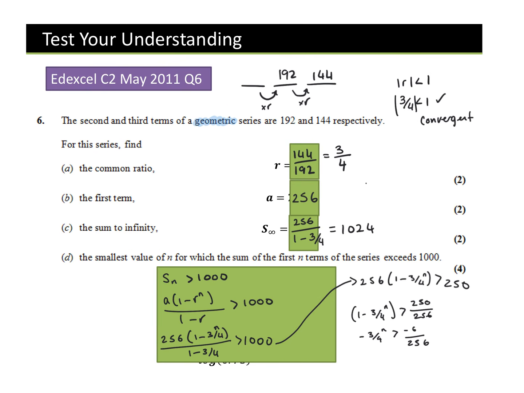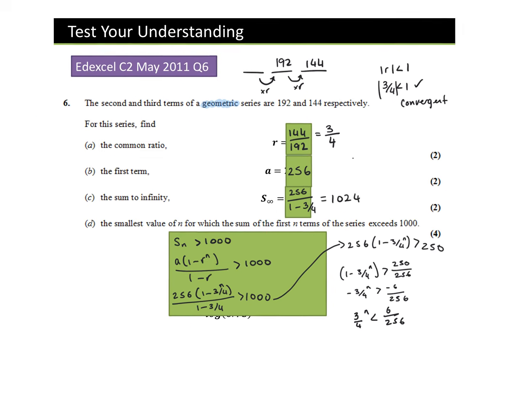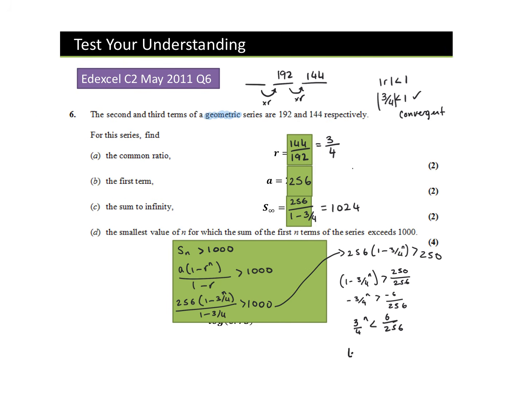Okay. Now I'm going to log. Now, we don't really like logging negative, so I'm going to multiply everything through. So I'm going to get 3 over 4 to the power of n is less than 6 over 256. Now I'm going to have log base 3 over 4 of 6 over 256 is less than n. So that means n is going to be 13 point something, so n is 14. Okay? Nice and simple, 10-mark question.